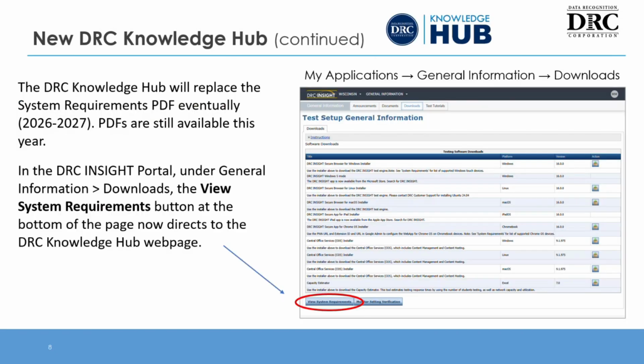This new Knowledge Hub will replace the System Requirements PDF eventually, probably next administration year. The System Requirements PDFs are still available this year. In the DRC Insight portal, where you go to download the installers, which is under General Information under the Downloads tab, there is the View System Requirements button at the bottom, and that used to open the System Requirements PDF, but it now links to the Knowledge Hub.